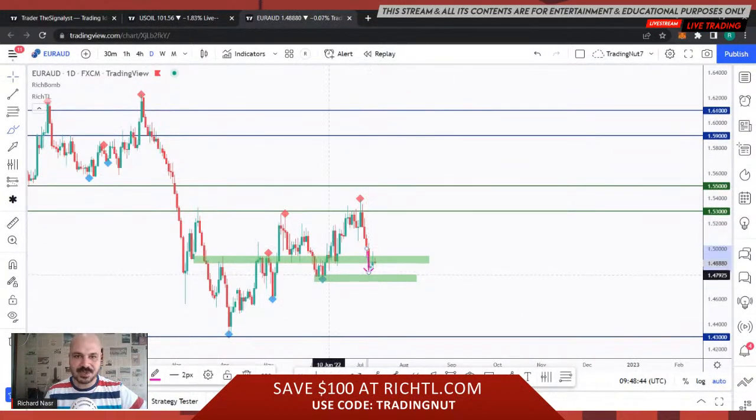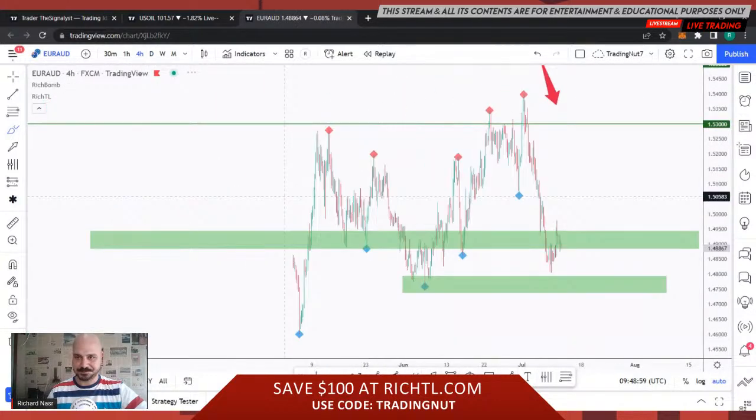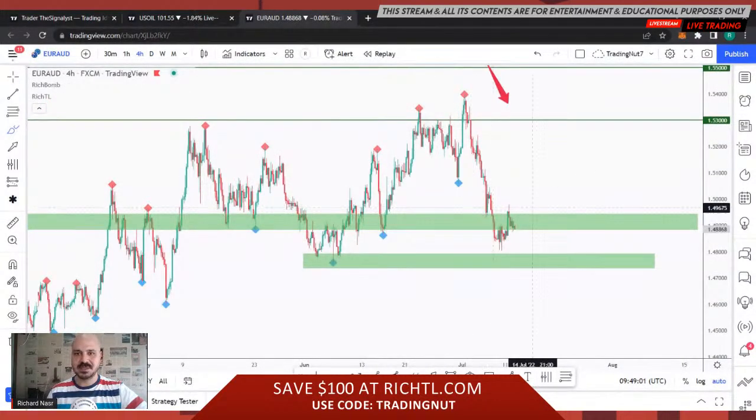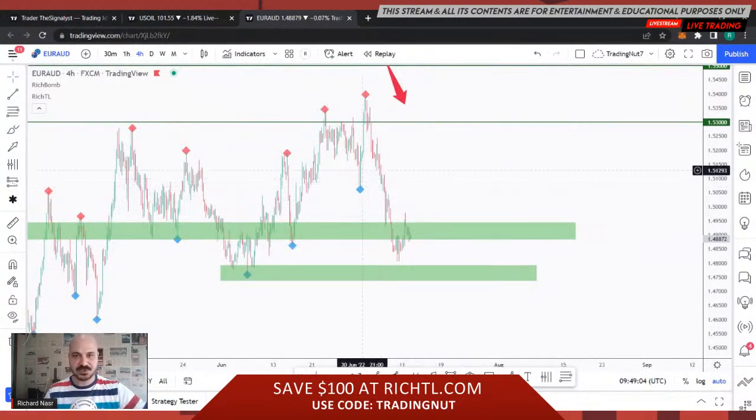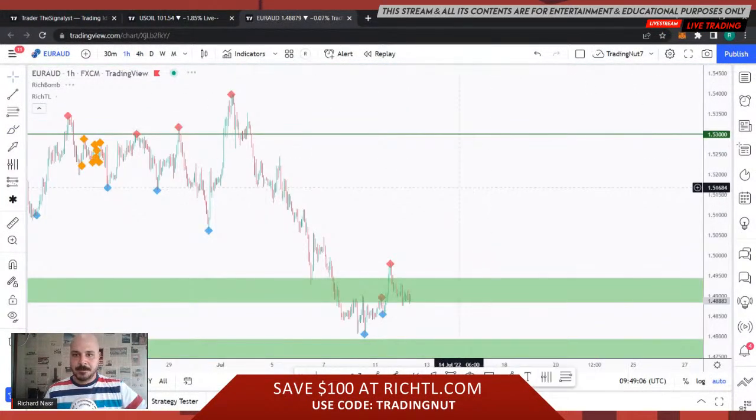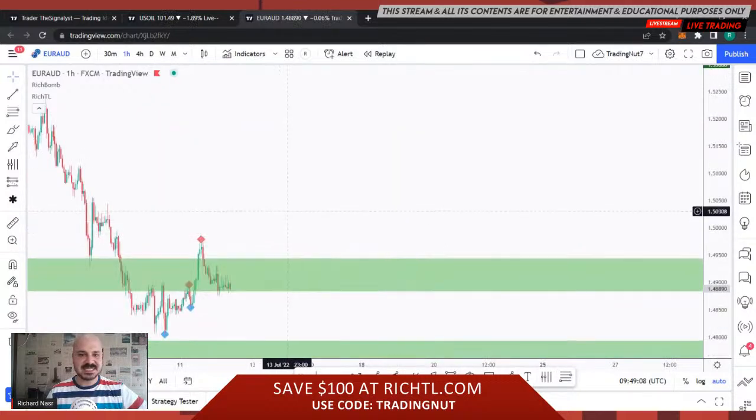Now we broke below this support and the minor support and resistance, but we still need a confirmation that the buyers are taking over. Of course, the bears took over from a short-term perspective by breaking below this low, which we can see better from H4. Sorry about that. Okay, so that's basically it.